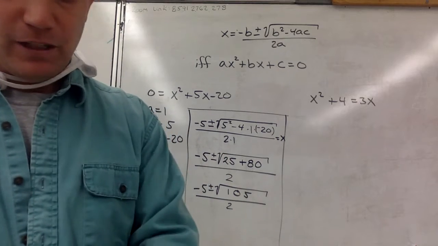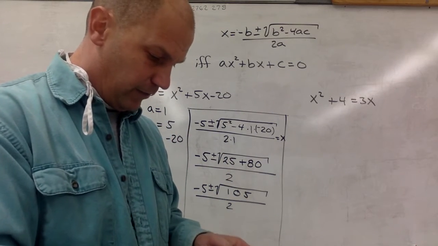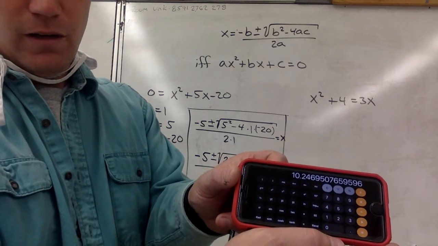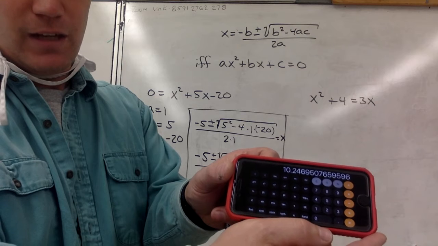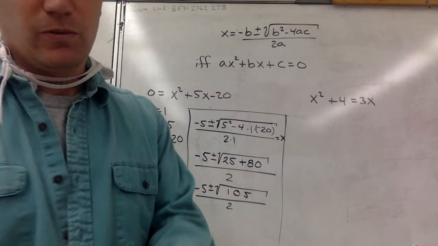So I'm going to go over to my trusty calculator and type in 105, take the square root of that, and I get 10.2469. So I'm going to take that out to 3 decimal places. 10.247 is going to be my answer.